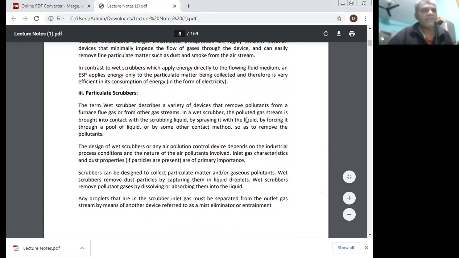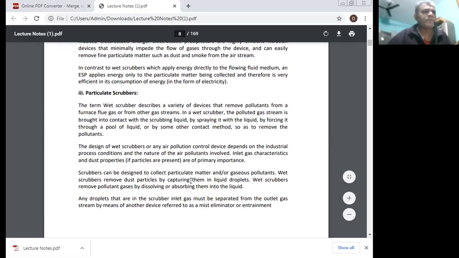In a wet scrubber, the polluted gas stream is brought into contact with the scrubbing liquid by spraying it with the liquid, by forcing it through a pool of liquid, or by some other contact method, so as to remove the pollutants. The design of wet scrubbers or any air pollution control device depends on the industrial process conditions and the nature of the air pollutants involved. Inlet gas characteristics and dust properties are of primary importance.